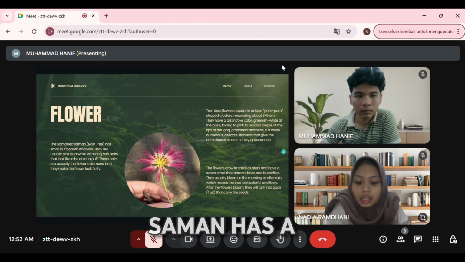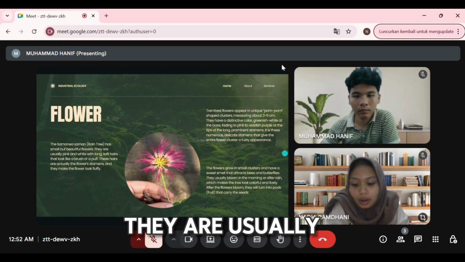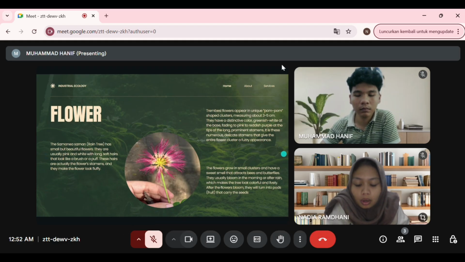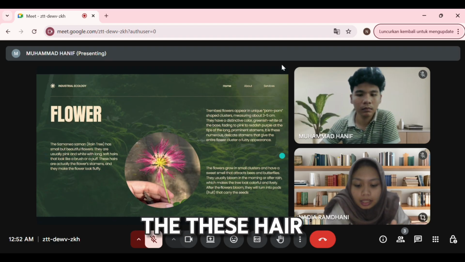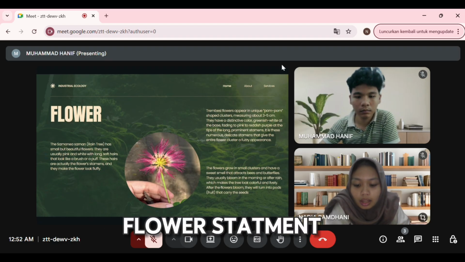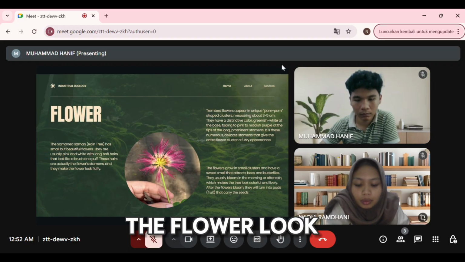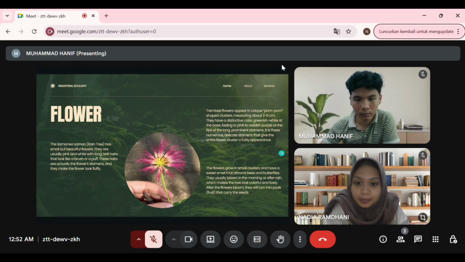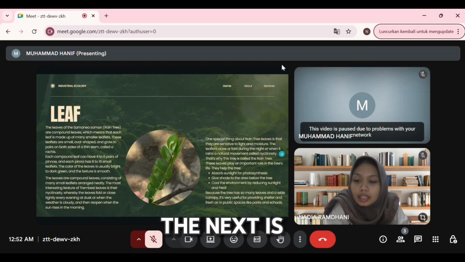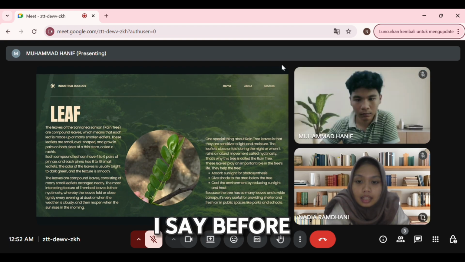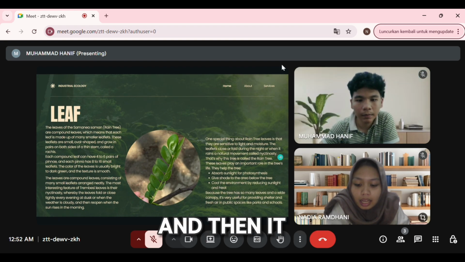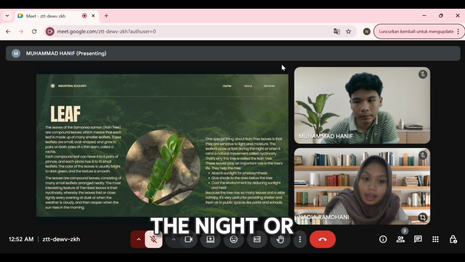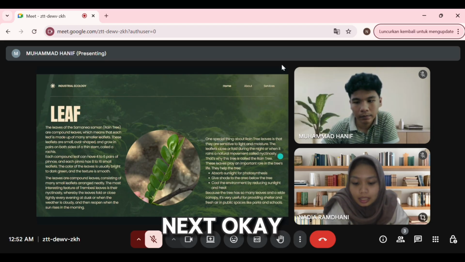Next. The first is the flower. The flower of Samanea saman is small but beautiful. They are usually pink and white with long soft hairs that look like a brush or a pom-pom. These hairs are actually the flower stamens, and they make the flower look fluffy. Next. The next is the leaf. As I said before, the leaf of Samanea saman has two sides and it can close in the night or in the rain.